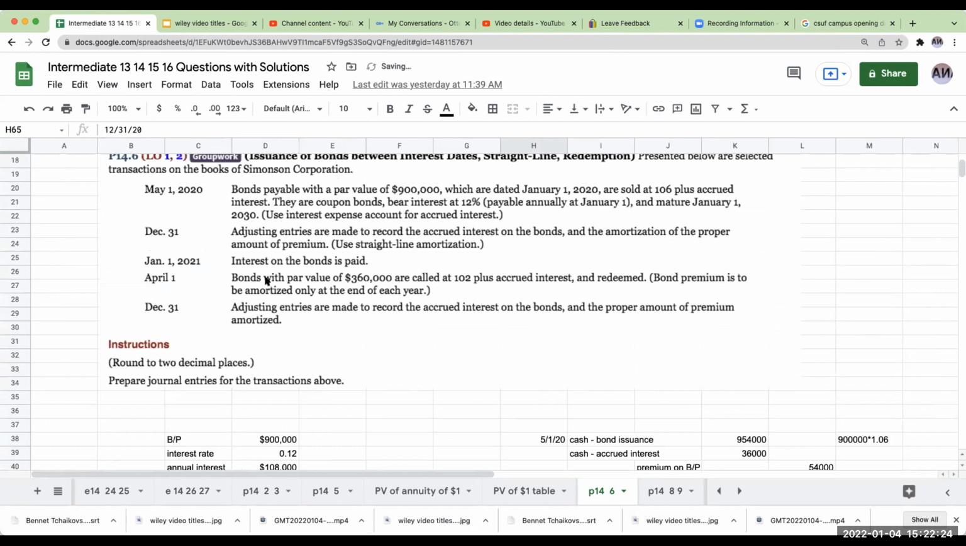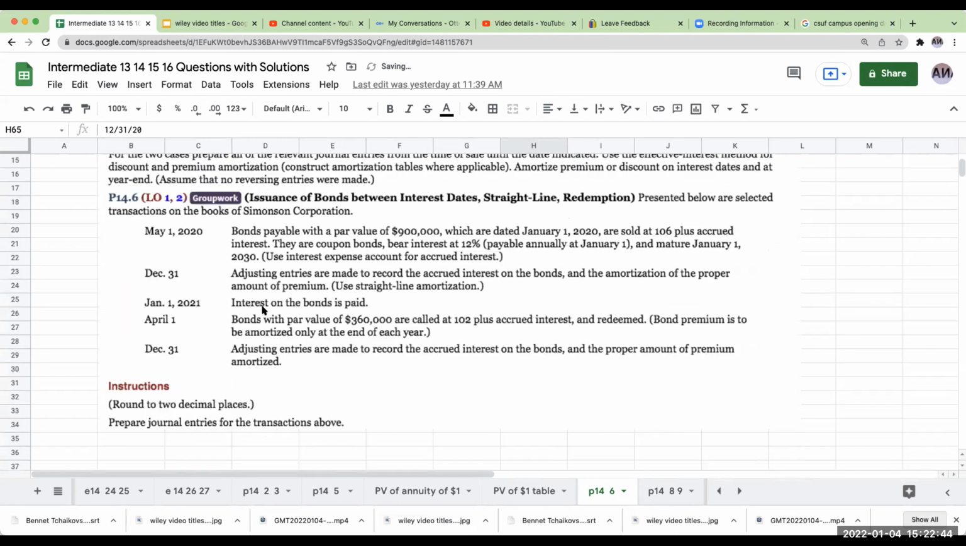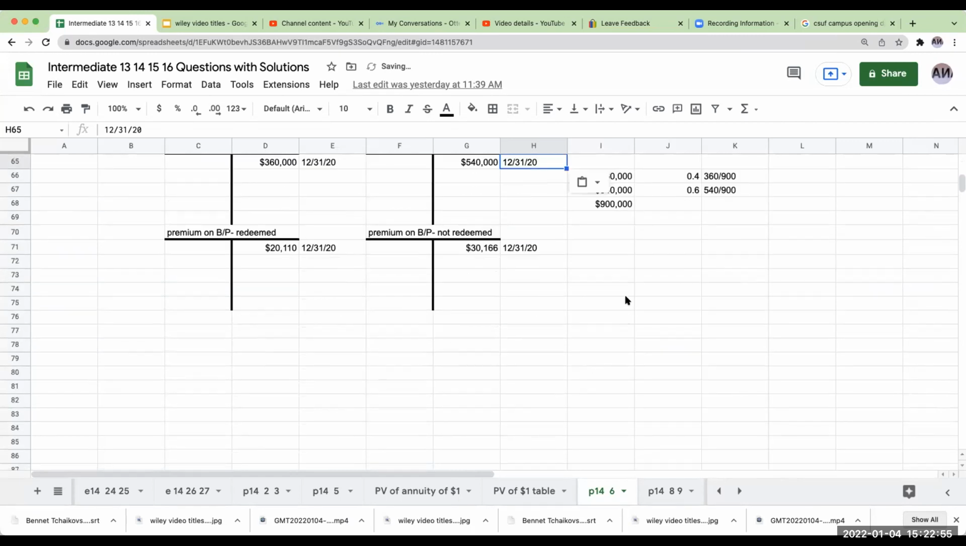We've kept them separated. So the bonds with a par value of 360,000 are called at 102 plus accrued interest and redeemed. The bond premium is to be amortized only at the end of each year. Well, I don't really care about that. What I'm more worried about is that when I do a bond redemption, we've separated the redeemed from the not redeemed. So over here, we're going to do a little Red Dead Redemption. I just couldn't hold back on that one. They're called at 102 plus accrued interest, so let's figure out the accrued interest first.